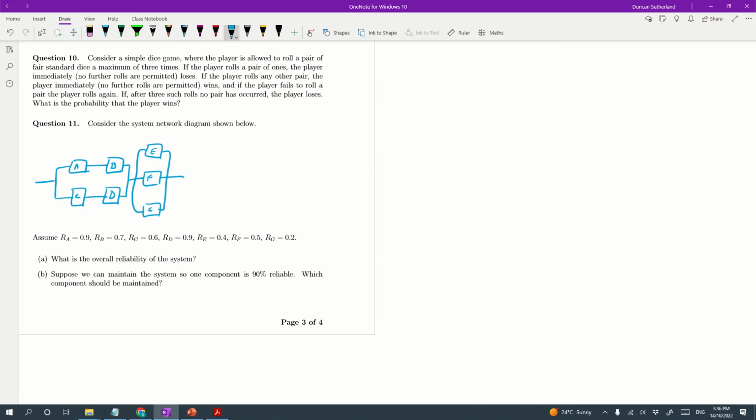So let's firstly think about some notation. Let A be a pair of ones. So that's where you roll 2 ones. And the probability that A occurs is 1 out of 6 times 1 out of 6, because you need it on both dice.